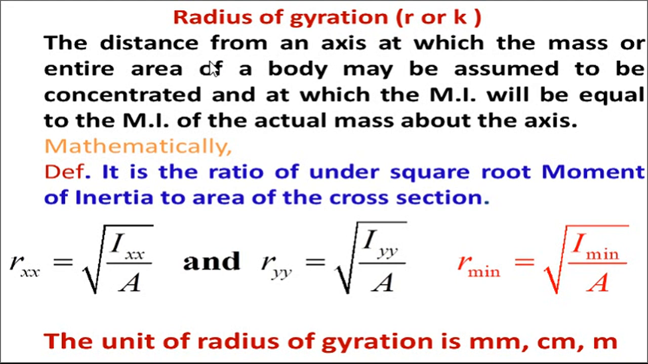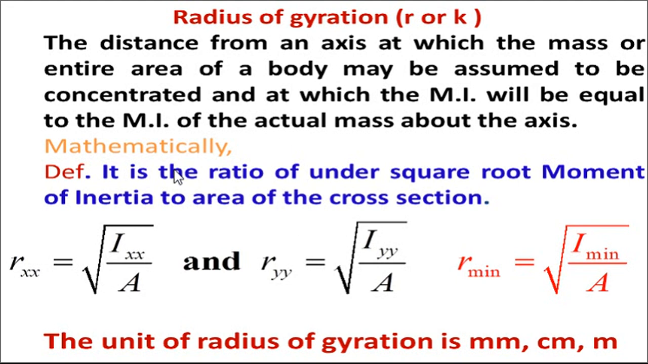So what is the radius of gyration? Here you can see Rxx or Ryy, that is also called R minimum. Rxx means radius of gyration about the xx axis, Ryy is the radius of gyration about the yy axis, and R minimum is the minimum radius of gyration. The unit of radius of gyration is mm, centimeter or meter. What it means is that radius of gyration is nothing but a distance.